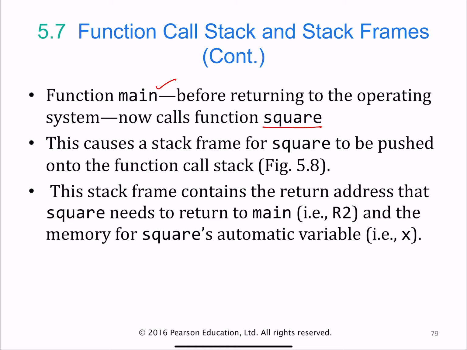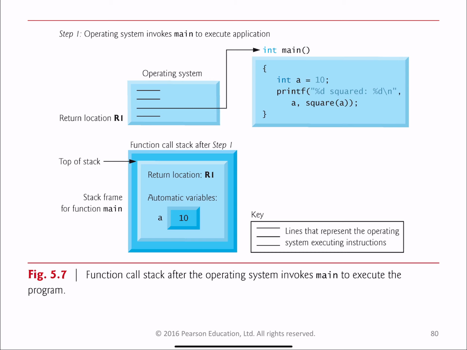The call to square adds another stack frame onto the function call stack, or pushes another stack frame onto the function call stack. And this second stack frame will contain the address R2, from which the call to function square went out. If you want to visualize that, it looks kind of something like this.